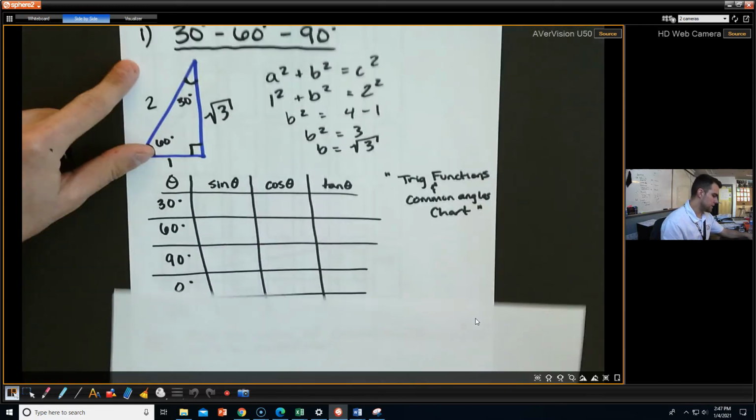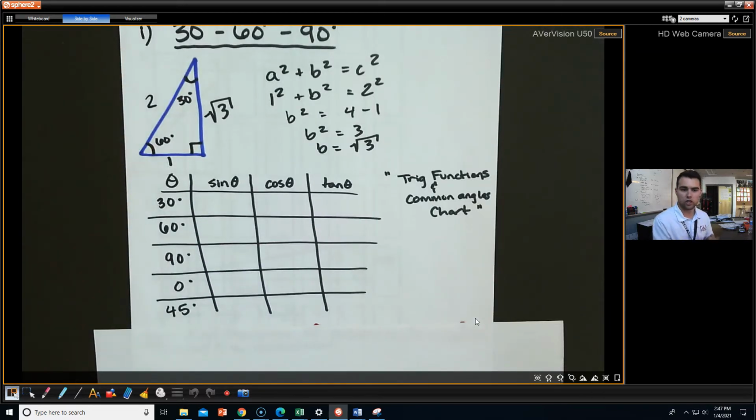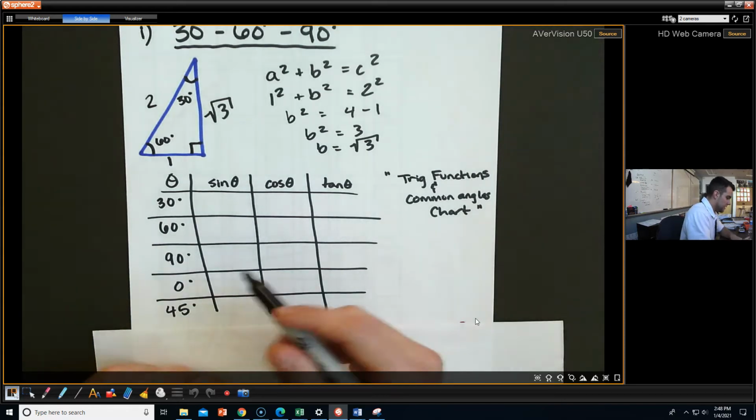Now, what I want us to do is create a chart of all the important angles and the 3 trig functions and what happens when we plug that angle into that trig function. I call this the trig functions and common angles chart. It is a working title. It really rolls off the tongue. So we're going to fill that stuff in with 30 and 60.